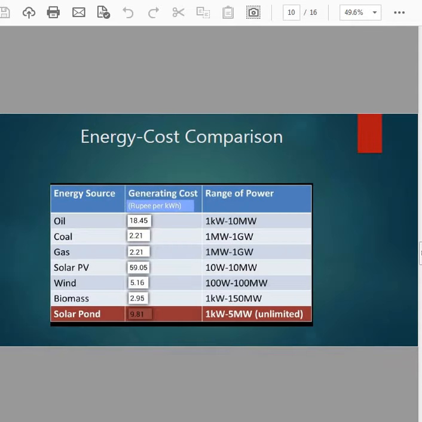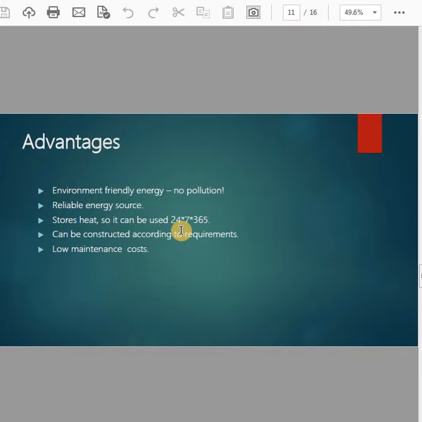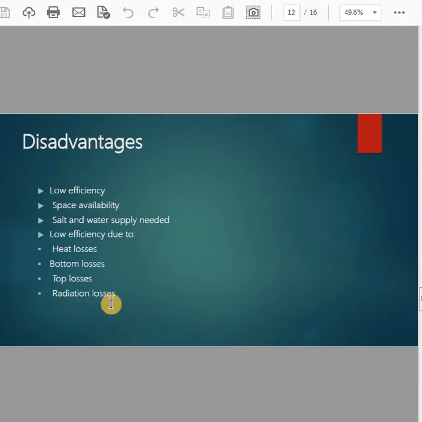Okay. Next we have the energy and cost assumptions of these plants, and advantages. Advantages of solar ponds are that they are environmentally friendly and there is no pollution arising from them. It is a reliable energy source and stores heat 24/7 and 365 days, can be constructed according to requirements, and has low maintenance cost.